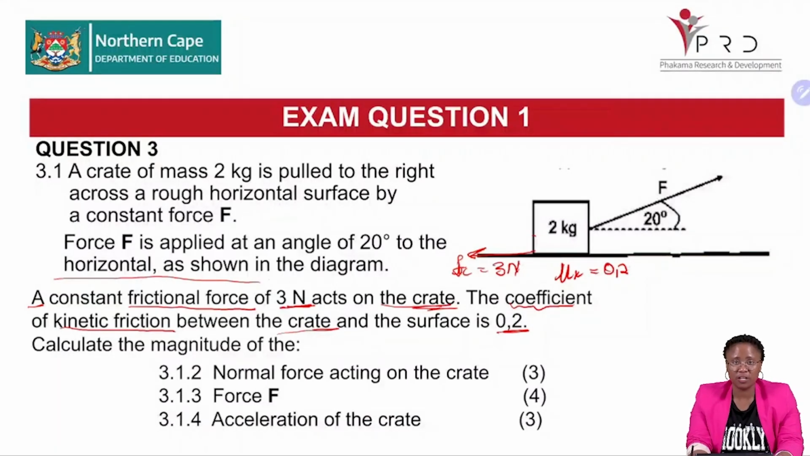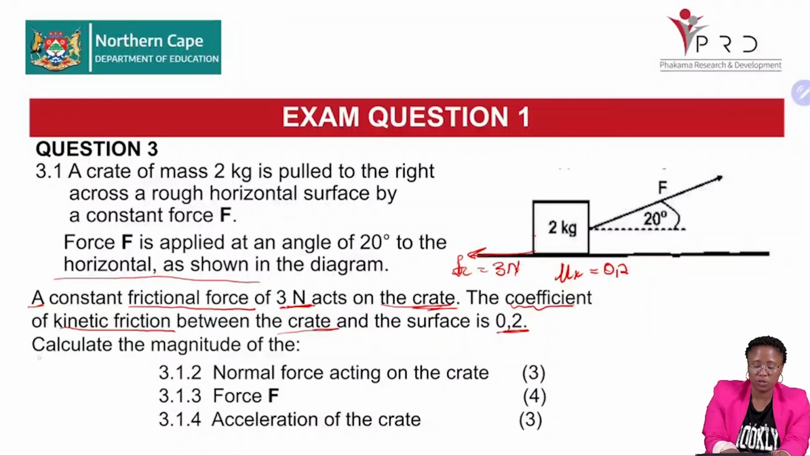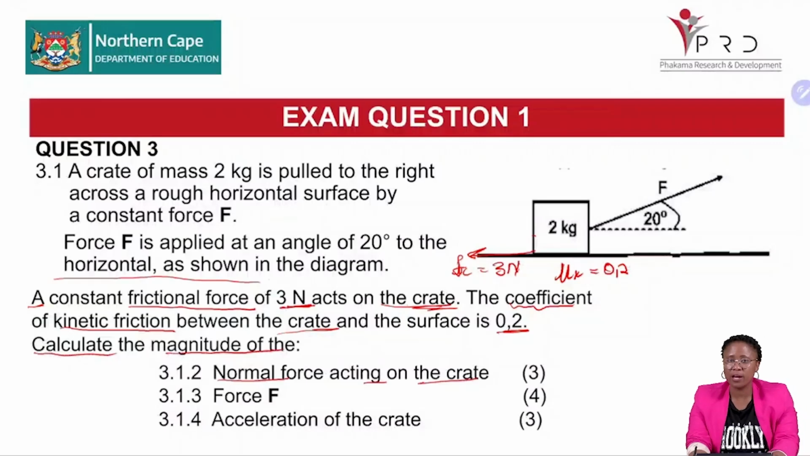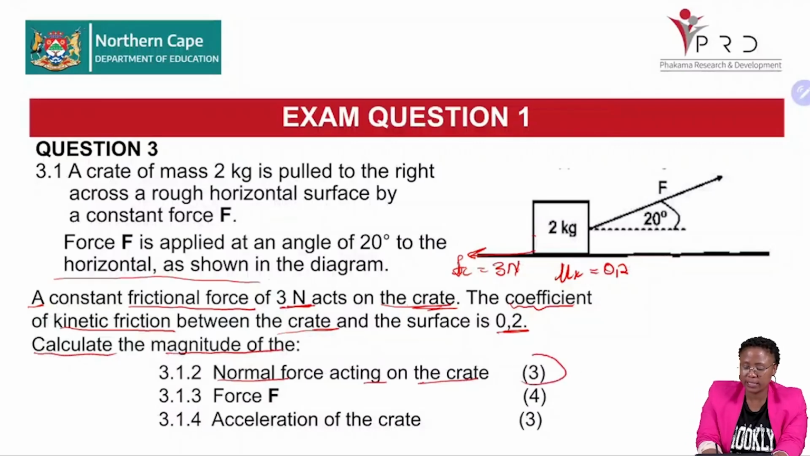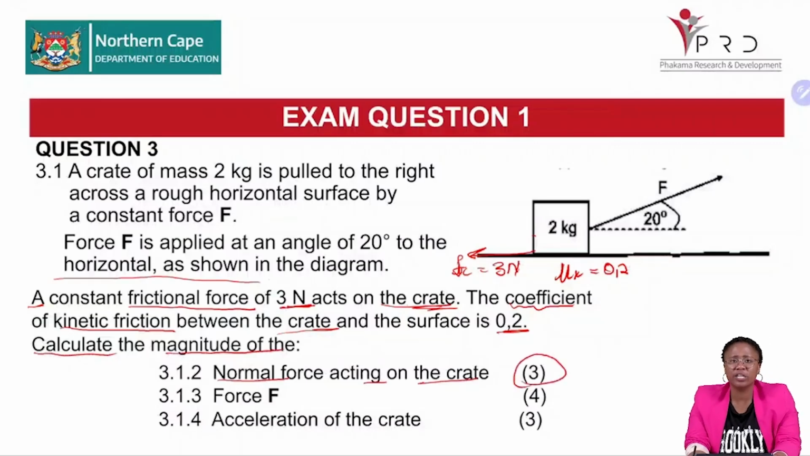If you find yourself confused as to the difference between the coefficient of kinetic friction and the friction force, remember the friction force is a force, it is measured in newtons. The coefficient of kinetic friction is a ratio, it doesn't have any SI units. Very important to remember that. Calculate the magnitude of the normal force acting on the crate. I hope we were able to do that. Now look at the mark allocation. The mark allocation is going to guide you.